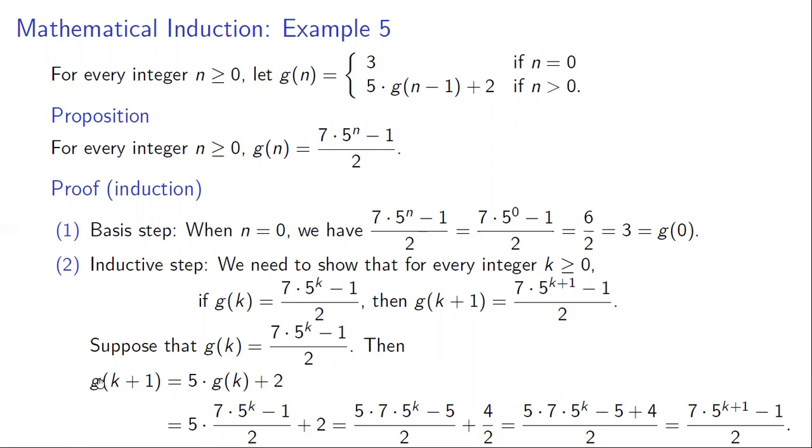And that's exactly what we wanted to show. We wanted to show that g of k plus 1 is 7 times 5 to the k plus 1 minus 1, all divided by 2. And we've done that. So we have completed the inductive step and the basis step. So the induction proof is complete.